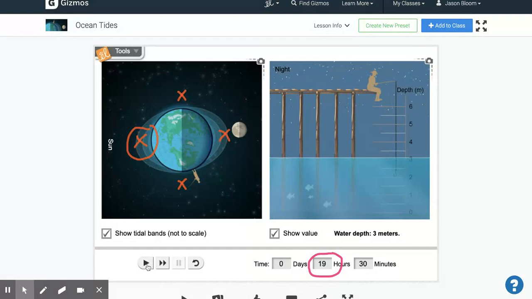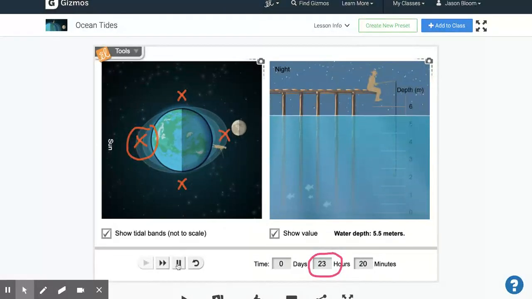And if we continue, another 6 hours will go by and we're back to high tide again. Actually, a whole day has gone by at this point. So we went from high tide to low tide to high tide to low tide in a day. So we got 24 hours in a day, 6 hours, give or take, between each tide.